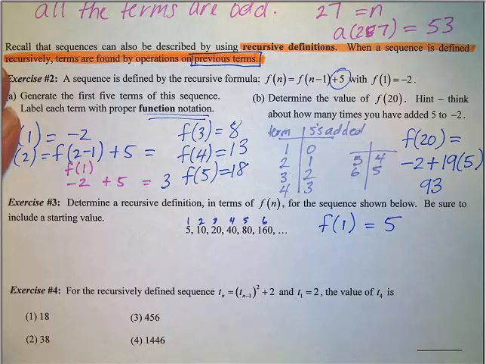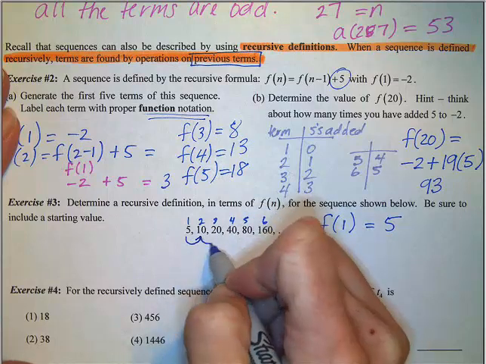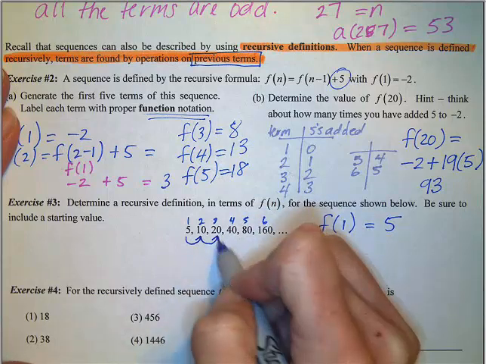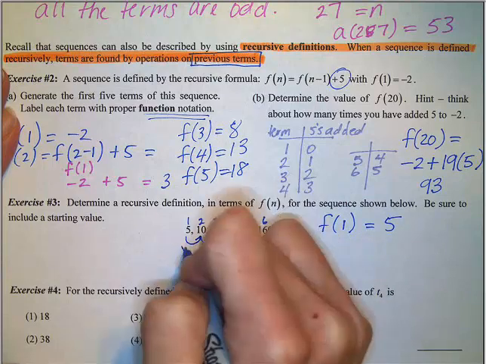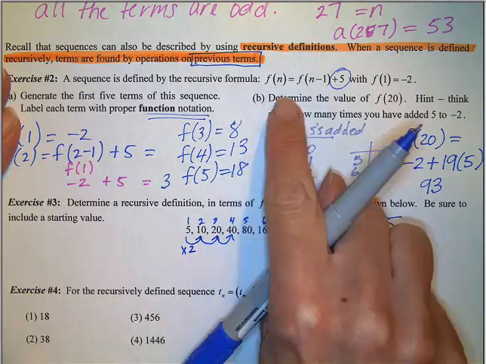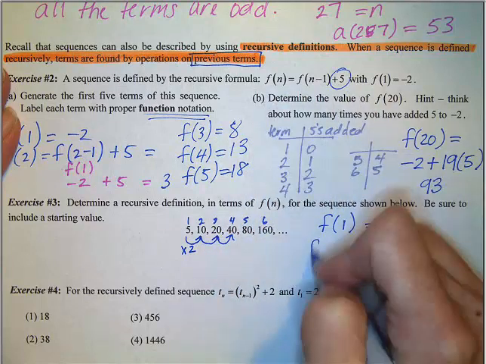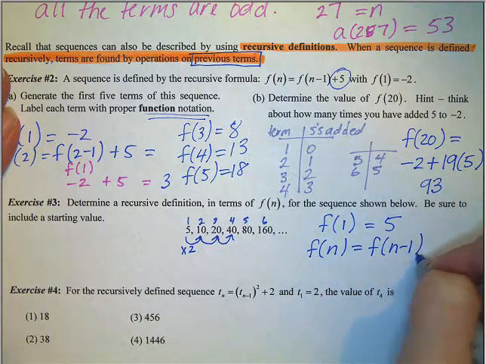What is our pattern doing? So what are we doing to 5 to make 10? What are we doing to 10 to make 20? What are we doing to 20 to make 40? And so on. Hopefully you said multiplying by 2. So think about your recursive up here. F of n equals f of n minus 1 times 2.